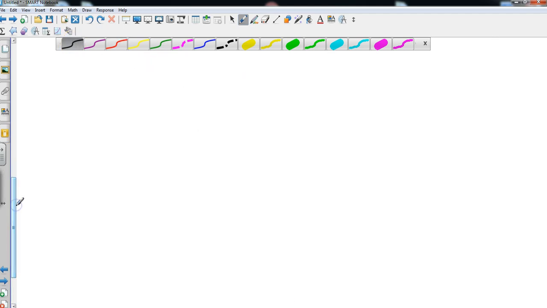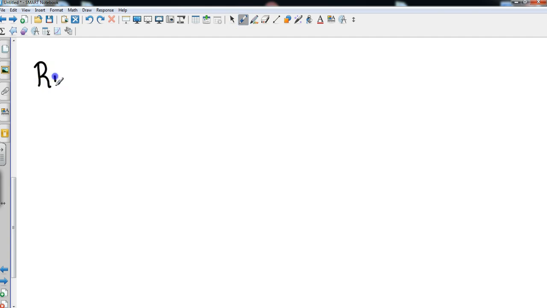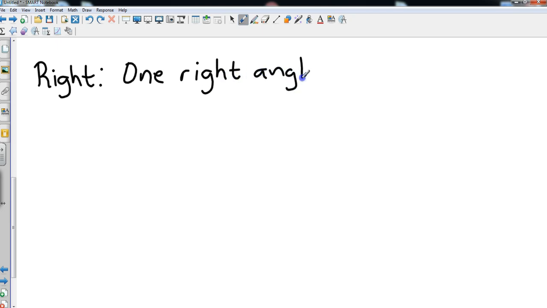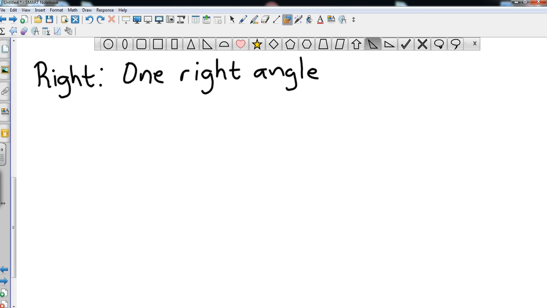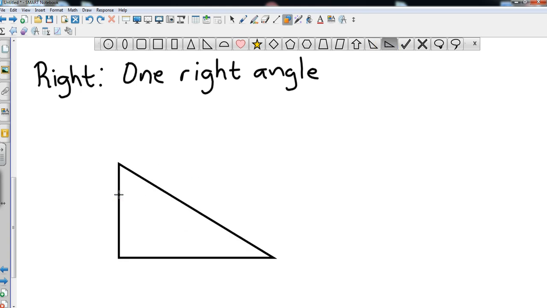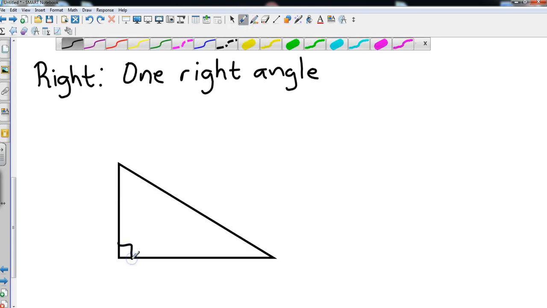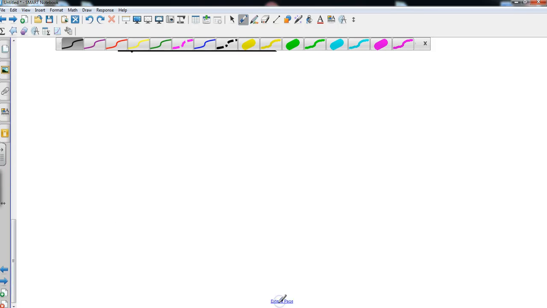Our next one is going to be the right triangle. And in the right triangle, it's going to have one right angle. And so that would be an example of a right triangle. It has one right angle. And then finally, our last one kind of gets forgotten sometimes.